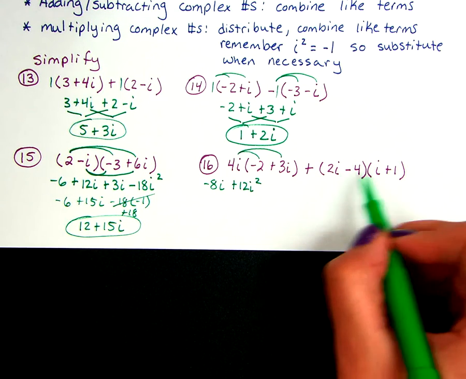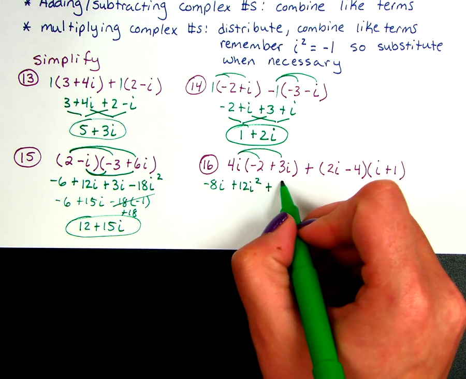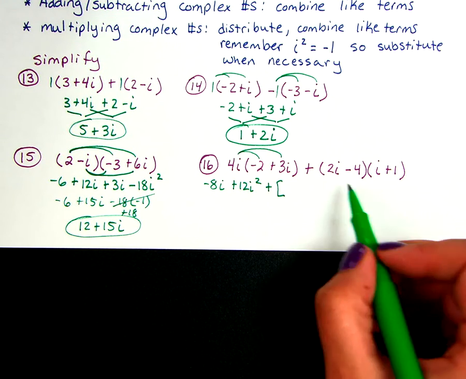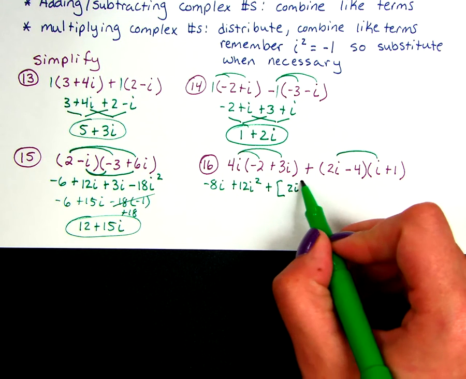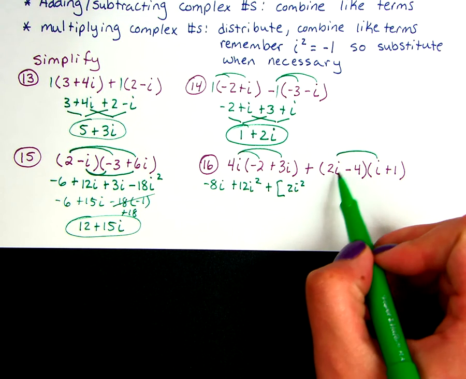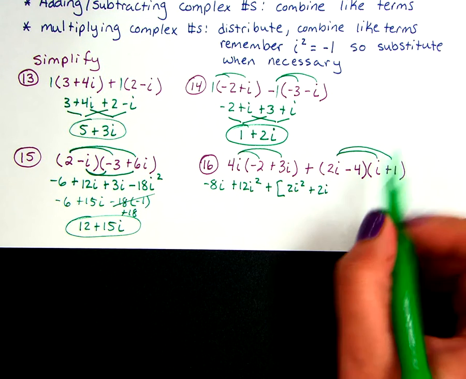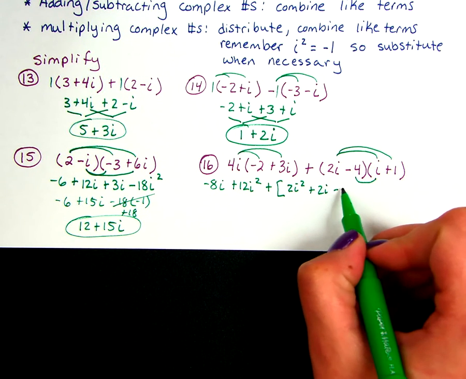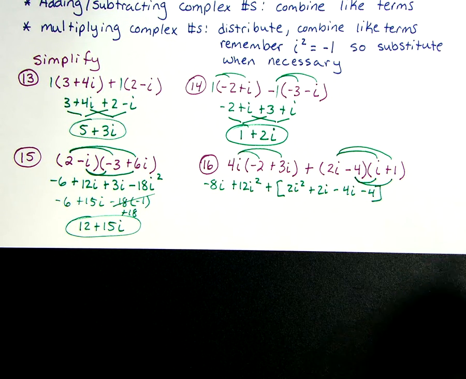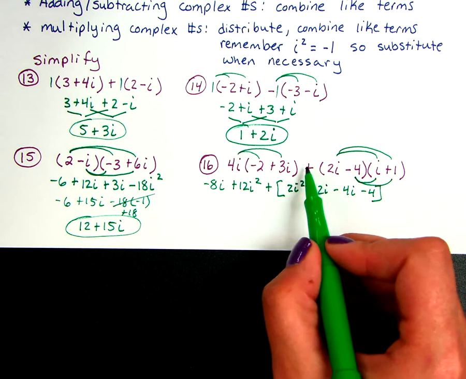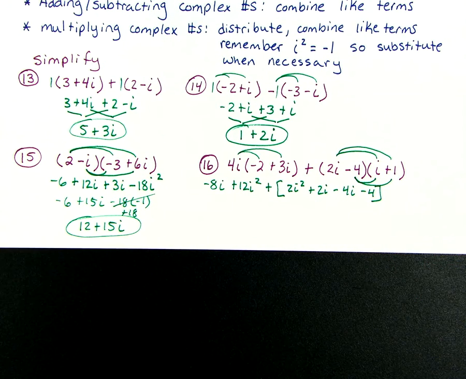And then here we are FOILing. So I'm going to put a plus here for that plus. And then I'm going to put a bracket just in case we need it, since we're multiplying. So 2i times i is 2i squared. 2i times 1 is positive 2i. -4 times i is -4i. And -4 times 1 is -4. So now if this would have been a minus sign, we would have had to go through and flip all these signs. So it's important that we do put brackets here just in case we need them.